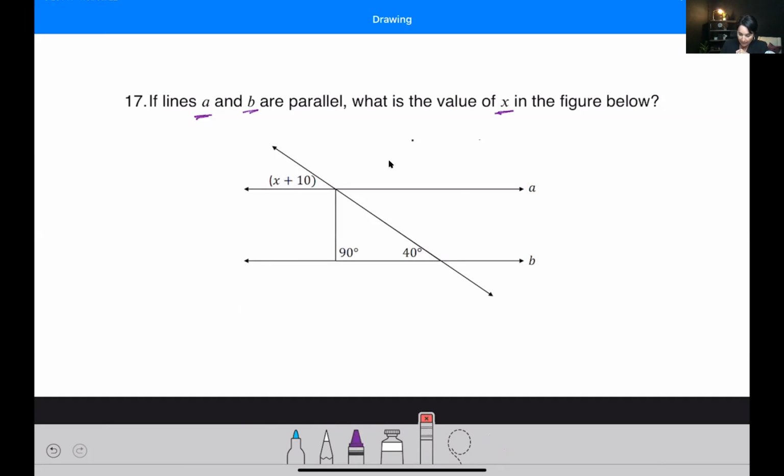Now, here's what a lot of people might do. They might say, okay, well, a triangle is 180 degrees. So 90 plus 40 is 130. 180 minus 130 is going to give me 50. That's 50 degrees. If this is 90, then this is going to be 40 here. And you're trying to figure out all these different angles.